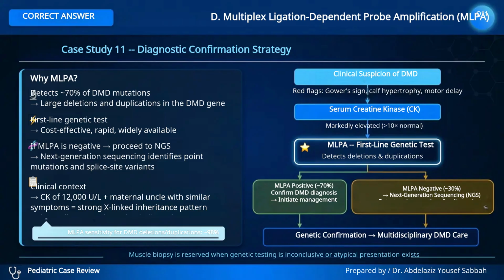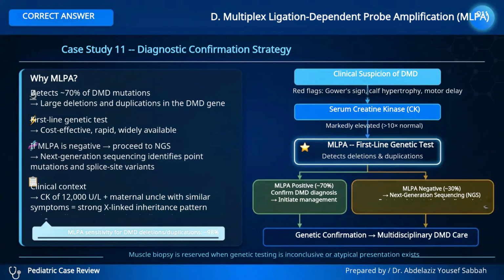Multiplex ligation-dependent probe amplification detects approximately 70% of Duchenne muscular dystrophy mutations, specifically large deletions and duplications in the DMD gene. It is the first-line genetic test because it is cost-effective, rapid, and widely available. If it is negative, the next step is next-generation sequencing, which identifies point mutations and splice site variants.